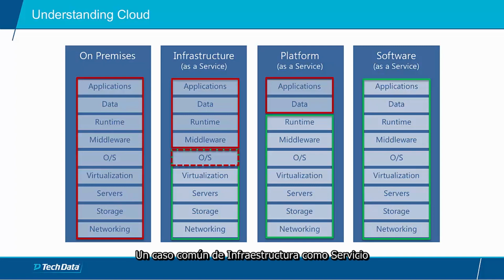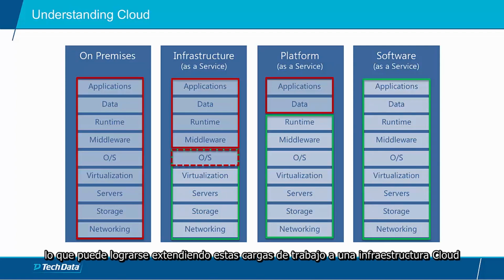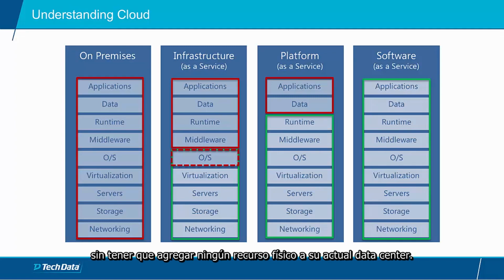A common infrastructure as a service scenario would be an IT department looking for a development environment to test a new application. Within an IaaS, their development environment can be created in minutes to quickly test an application and then removed when testing is complete. Another common scenario you will see would be an organization looking to meet hardware capacity spikes, which can be addressed by extending these workloads into a cloud infrastructure without having to add any physical resources to their current data center.